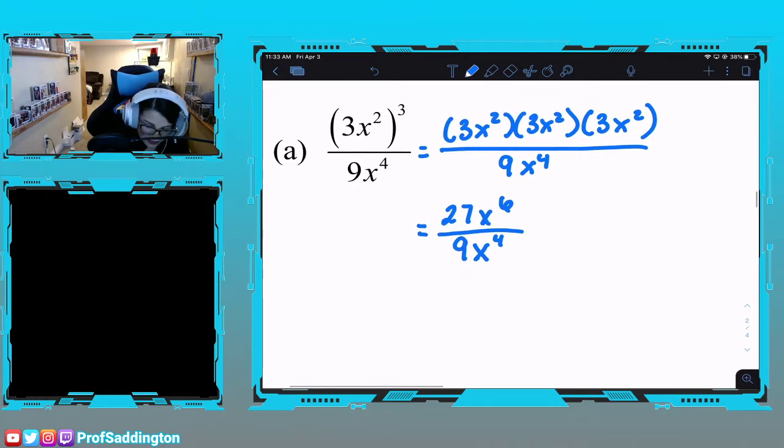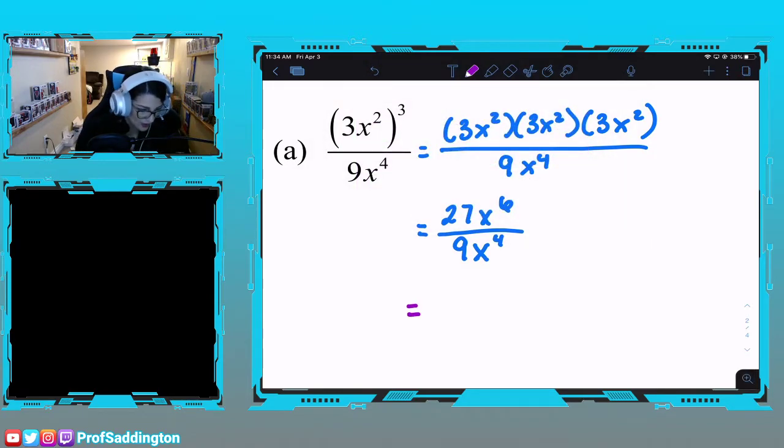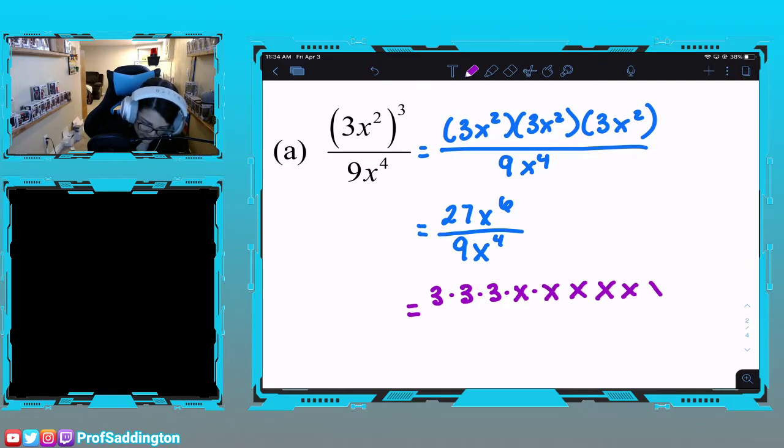And now we can start breaking this apart to simplify. I'm going to break that up into primes just so I can see it cancel out a little bit easier. X to the 6 means I have 6 of them. So 1, 2, 3, 4, 5, 6. All over 3 times 3, and then 4 of those.